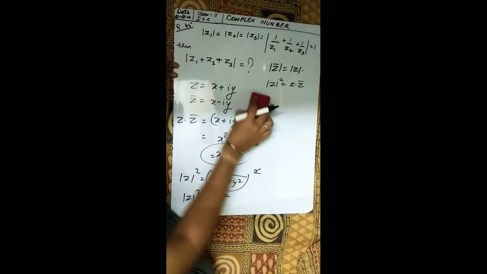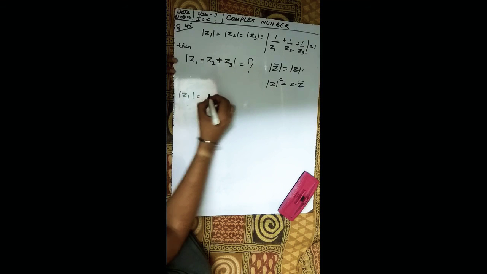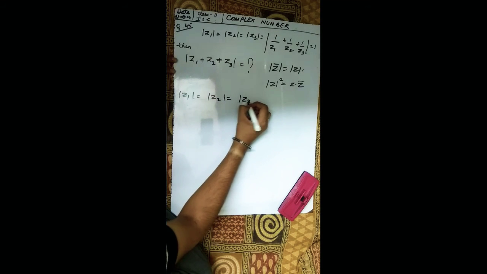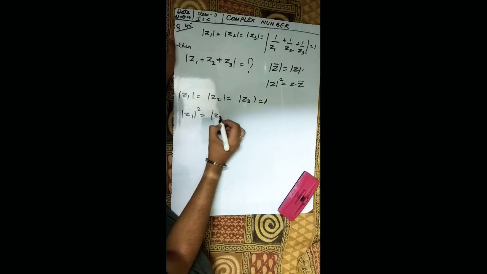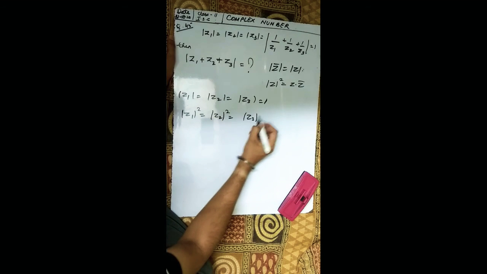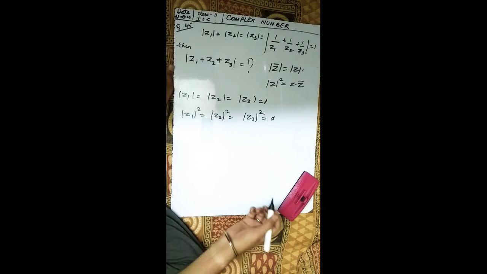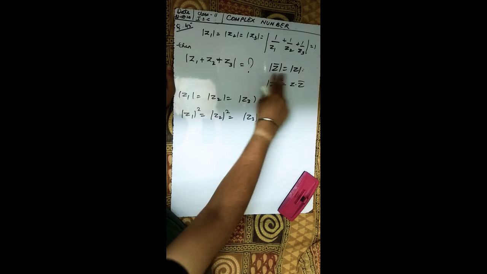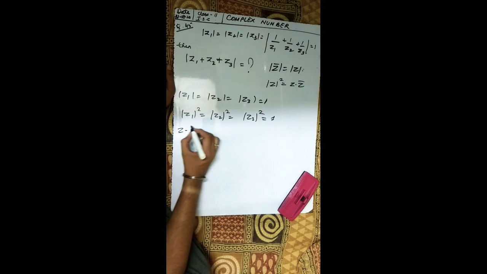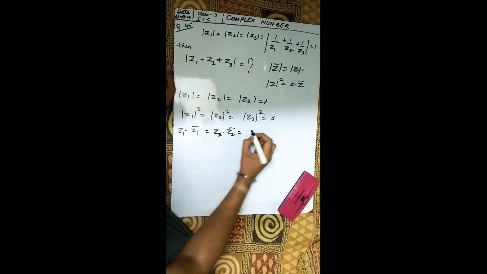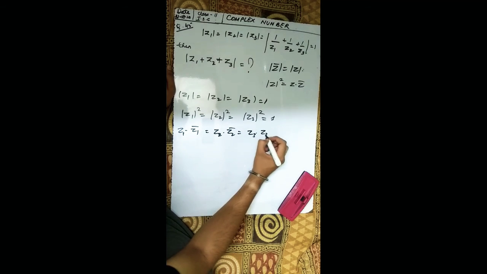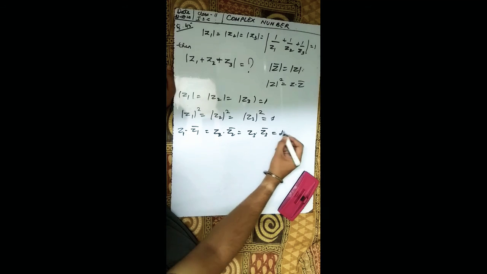Now let us get back to our question. We are given modulus of z1 equal to modulus of z2 equal to modulus of z3 equal to 1. Okay, now square all the sides. So this will be like this. 1 square is 1 only. Now as I told you, modulus of z1 square can be written as z1 into z1 bar, z2 into z2 bar, z3 into z3 bar equal to 1.